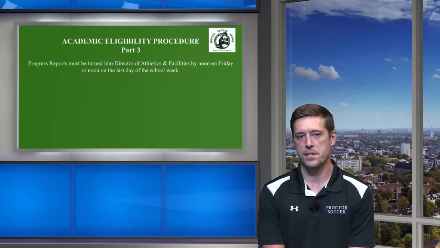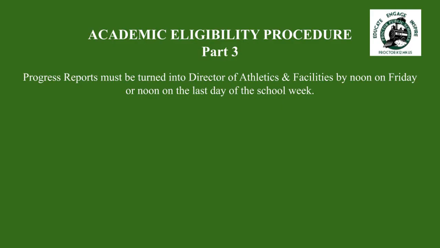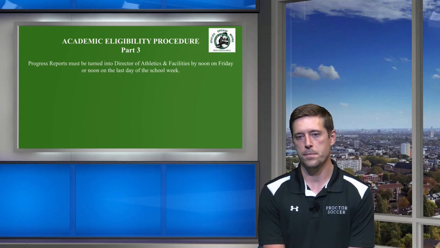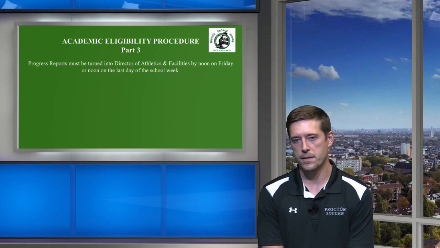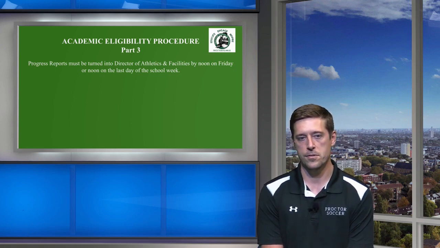Academic eligibility procedure. Progress reports must be turned in to myself by noon on Friday or noon on the last day of the school week. The eligibility procedure will not begin unless it's for those students that have a 1.75 or below or are not meeting other eligibility requirements. But as long as your student athlete is meeting requirements, this is nothing to be concerned about.